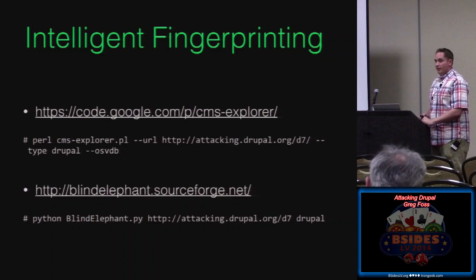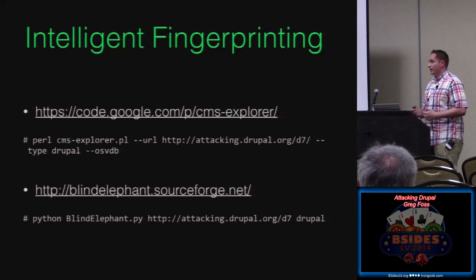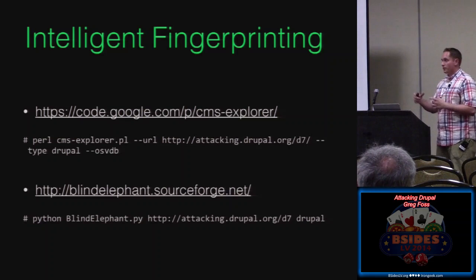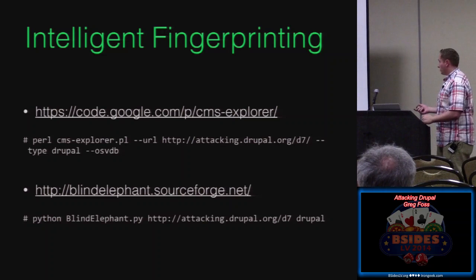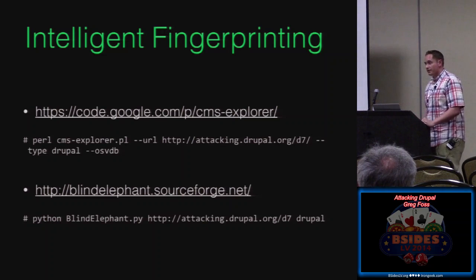So you could say there are tons of vulnerabilities for these, but they're probably for older versions of the modules. That's where BlindElephant comes into play. You can use BlindElephant to fingerprint the modules and also tell you the versions they're running, and then correlate that with the Open Source Vulnerability Database. Really, really useful tool.